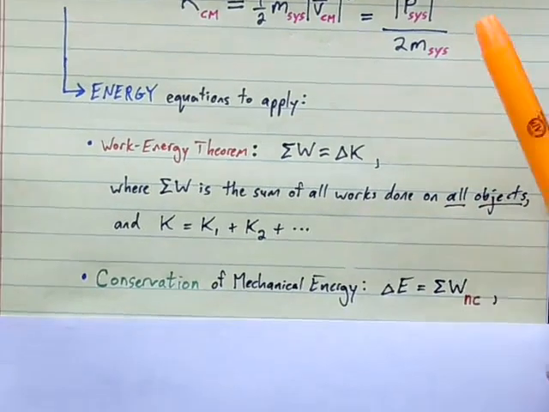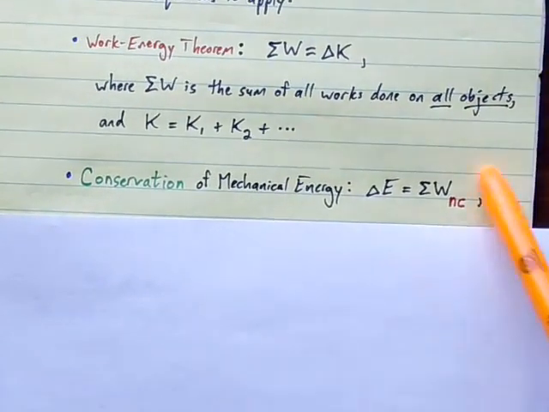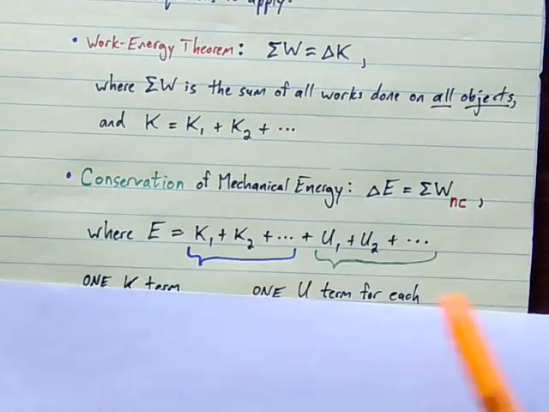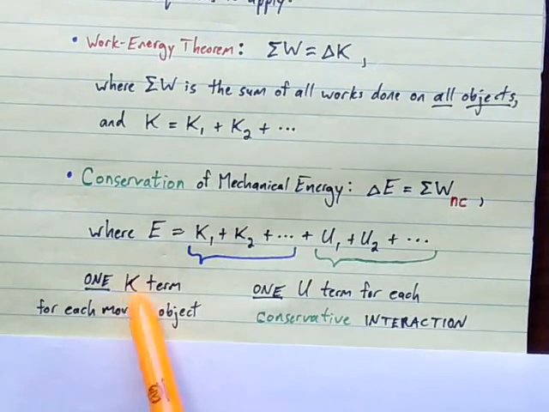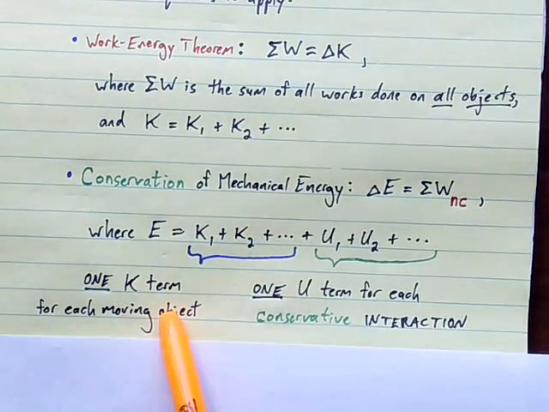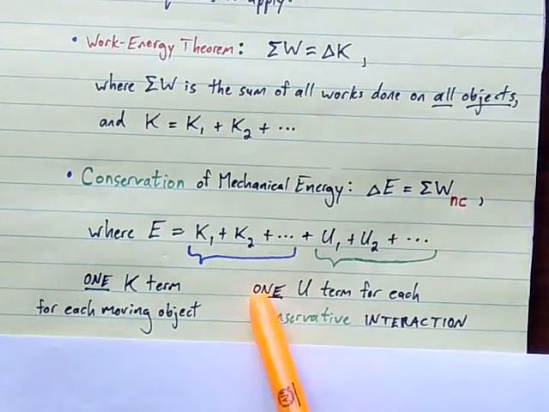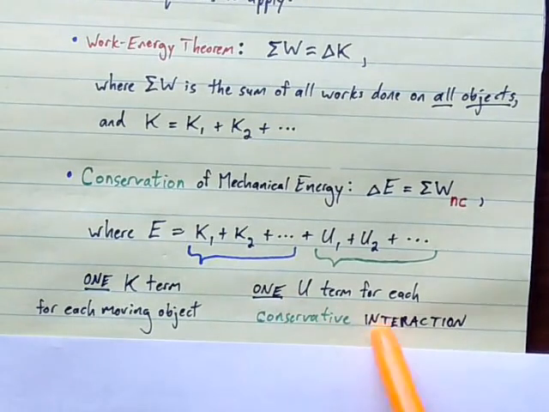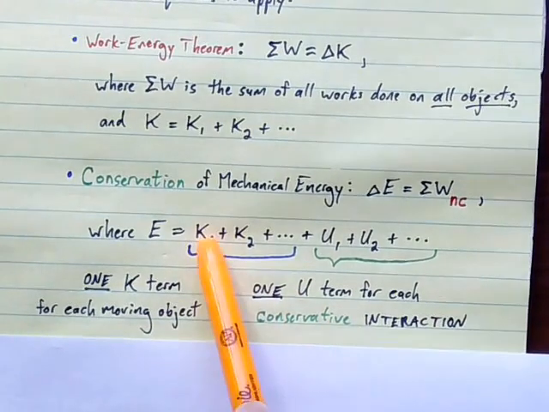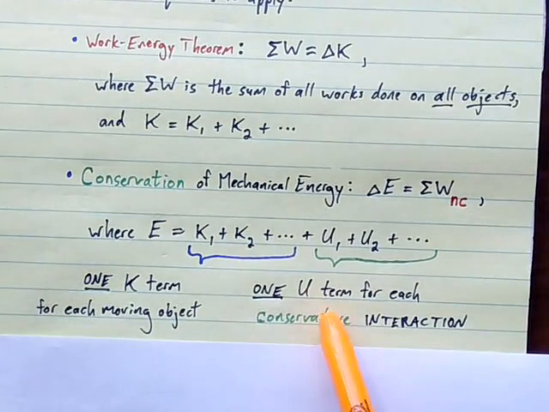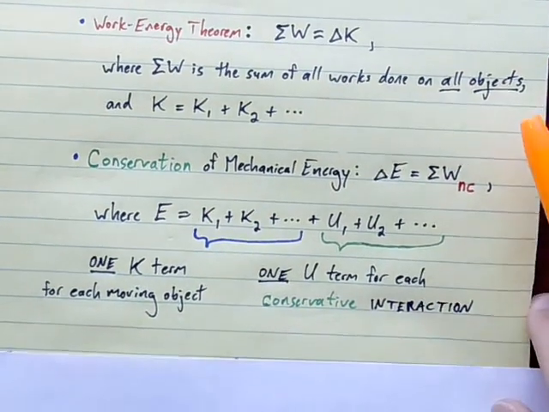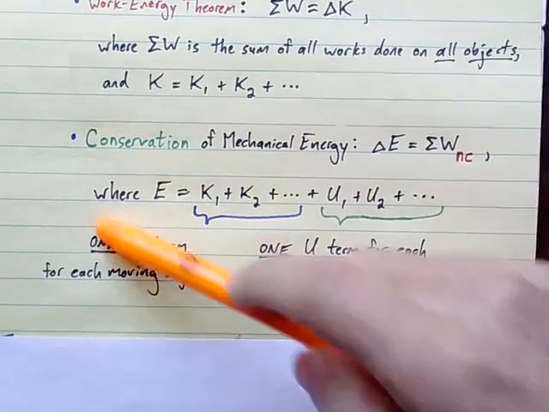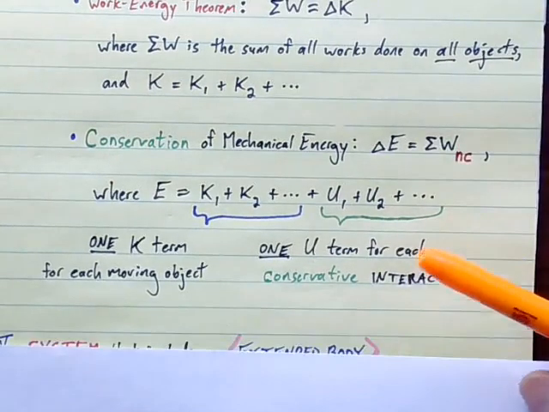So conservation of mechanical energy also looks much the same as for a single object. But E here, the total mechanical energy, includes one kinetic energy term for each moving object, like I said here, and then one potential energy term for each conservative interaction. So one kinetic energy for each object, one U for each conservative interaction. Okay, that concludes our energy principles to apply to a system of multiple objects.